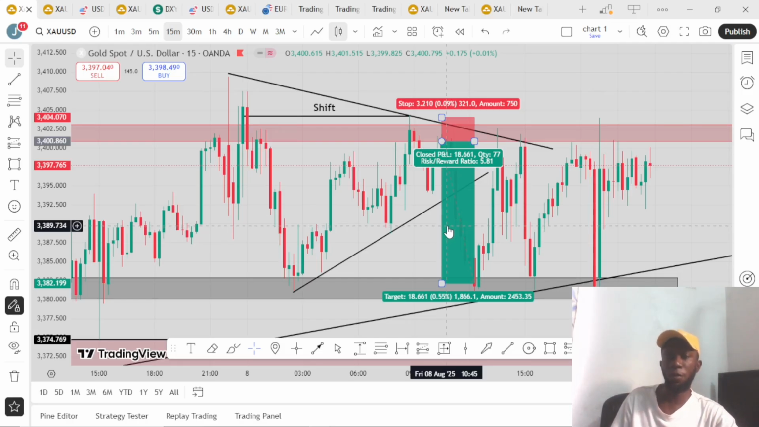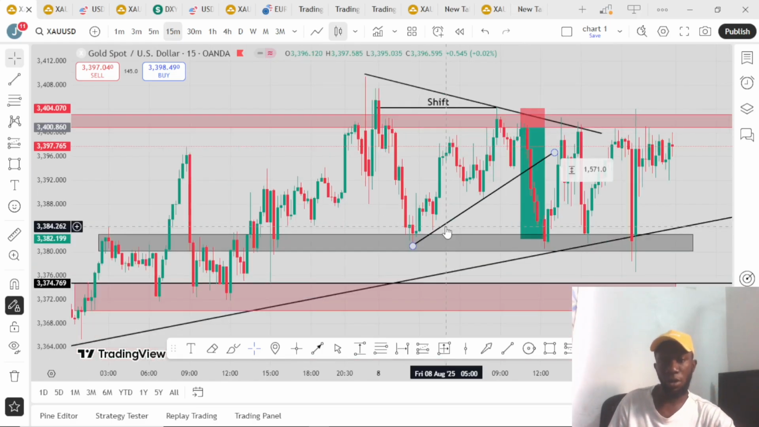And if you have been consistent, you know that one of the best pairs that we trade in the MJ industry is gold, guys. We trade mostly gold, mostly USDJPY, and mostly EURUSD. These are the three major pairs that we mostly trade. Sometimes we take trades on the Canadian dollar, but these are the major pairs that we do trade, guys.